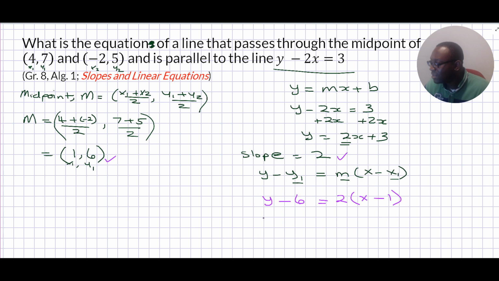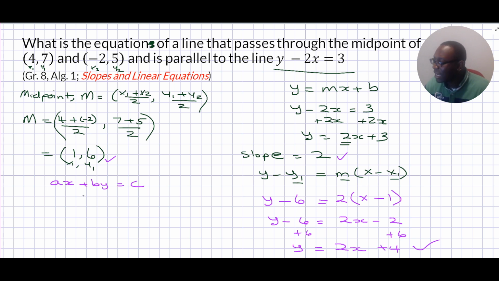So let's simplify this. y minus 6 equal to 2x minus 2. So we can add 6 to both sides. So y equal to 2x plus 4. So that's one way of writing the equation. You may also be told to write it in the standard form, which is ax plus by equal to c.